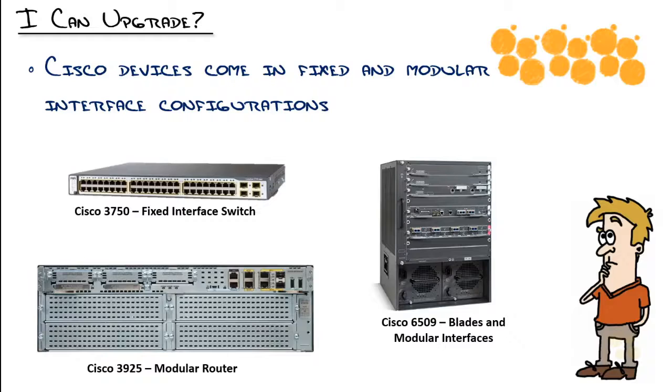So big picture, know that there are two types of Cisco devices. There's modular and there's fixed. Fixed interface devices are what they are. You get them from the factory and you put them in the rack and they start doing what they do.